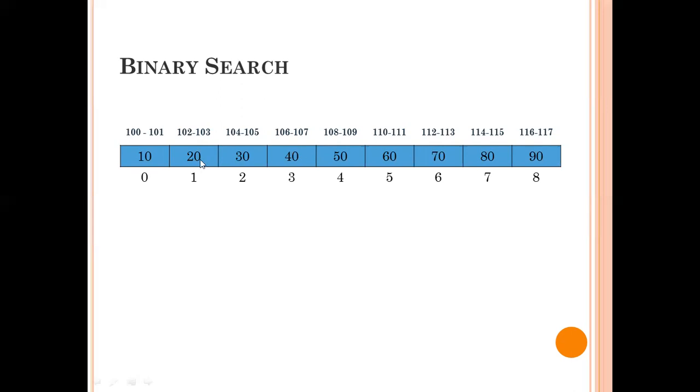Let us consider this array, where the numbers from 10 to 90 are placed, and in the array each element is referred to using its index value. The index value of the first element starts from 0 and goes to n minus 1. So here the first element is placed at the zeroth index, and the ninth element is placed at the 8th index position.